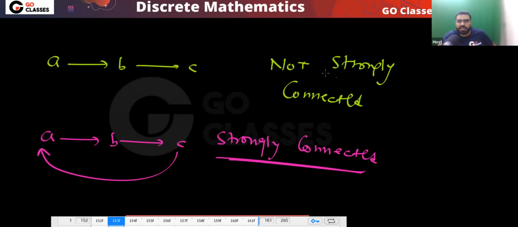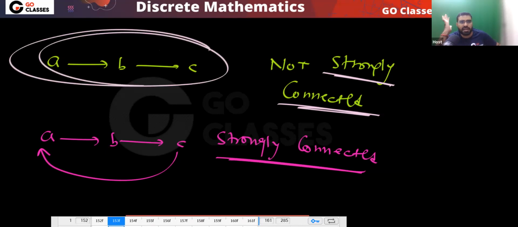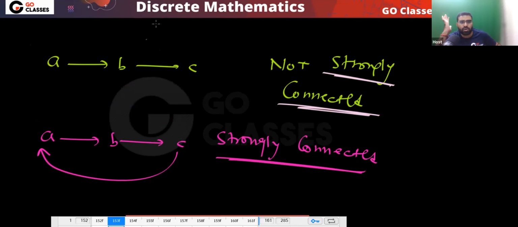Focus on the strongly connected word. It means between every two vertices, whether they are the same vertex or different vertices, you have a path. This graph is not strongly connected. This graph is strongly connected. Strongly connected means from any vertex to any vertex, you must have a walk.